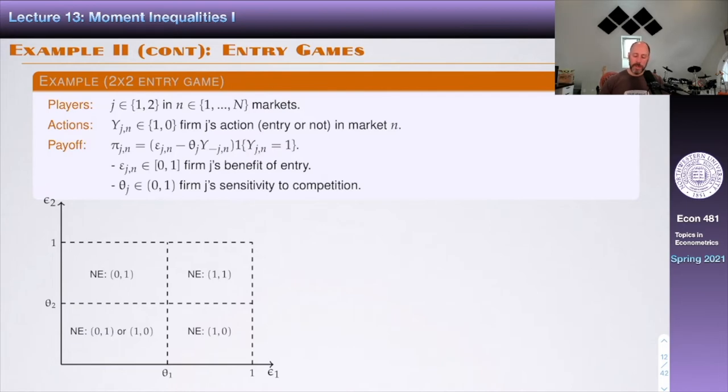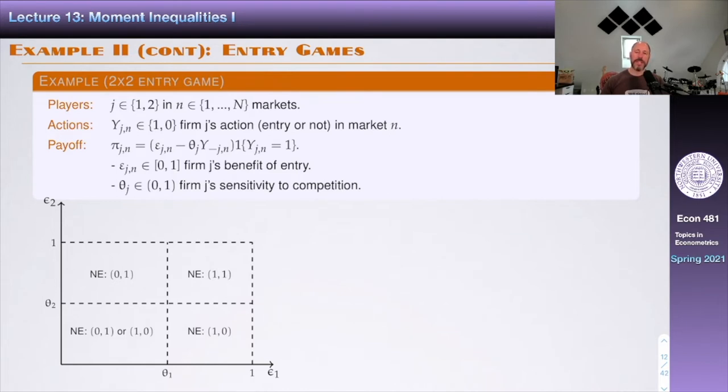So the firm will enter whenever this profit, epsilon minus theta, is positive if the other firm enters, and if epsilon is positive if the other firm doesn't enter. So here I'm going to normalize epsilon to 0, 1, just to again make the case very simple and force partial identification in this context.